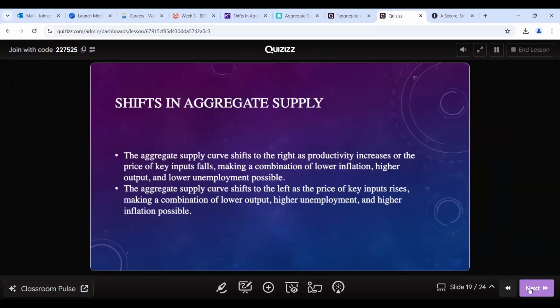Shifts in aggregate supply. The aggregate supply curve shifts to the right as productivity increases and the price of key inputs falls, making a combination of lower inflation, higher output, and lower unemployment possible. The aggregate supply curve shifts to the left as the price of key inputs rises, making a combination of lower output, higher unemployment, and higher inflation possible.